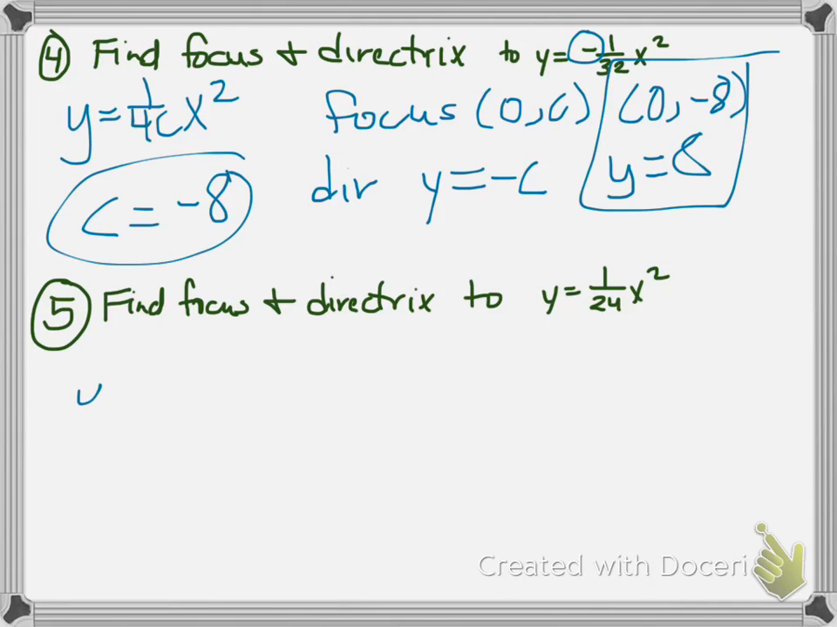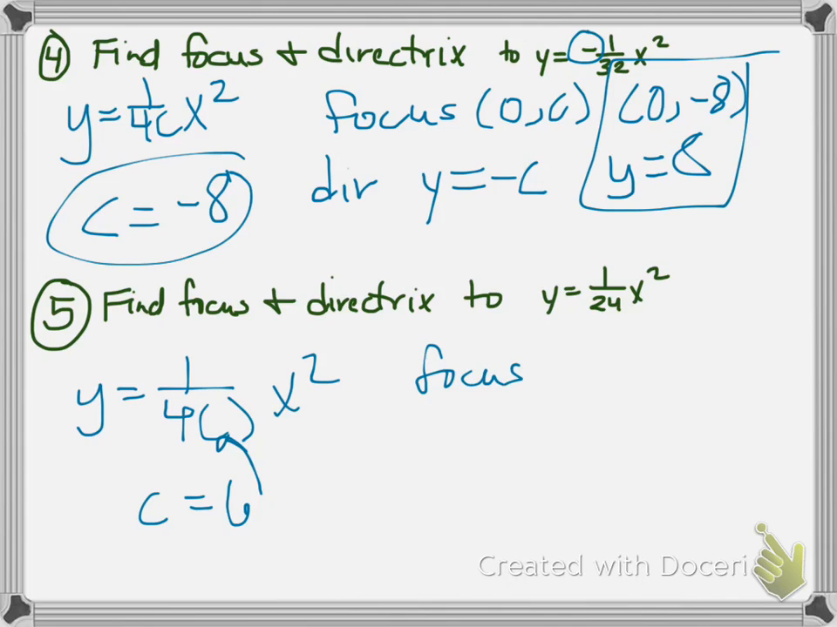So to get a 24, my C has to be who? 6. So if C is 6, if I plug it in there, that's going to give me that positive 24 I'm looking for. So focus, 0, comma 6, and directrix, y equals negative 6, because it's negative C, and your C is 6. Are we good?